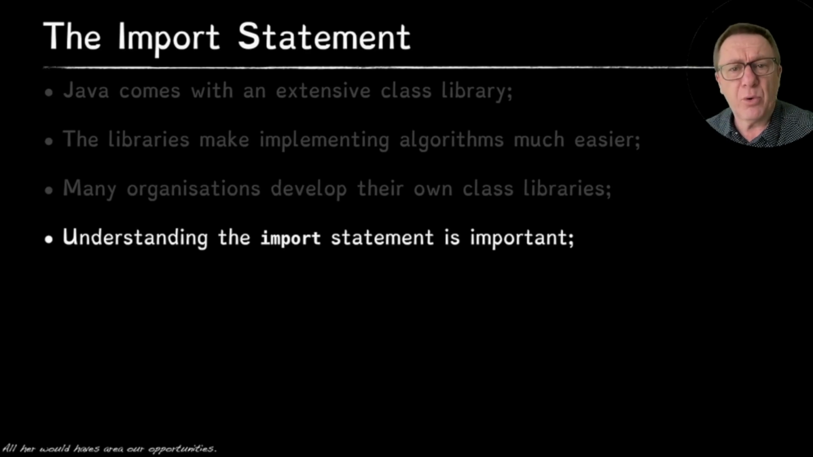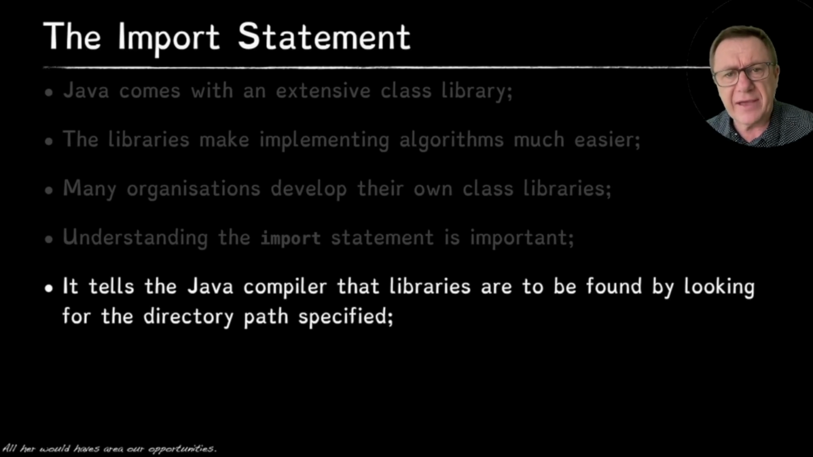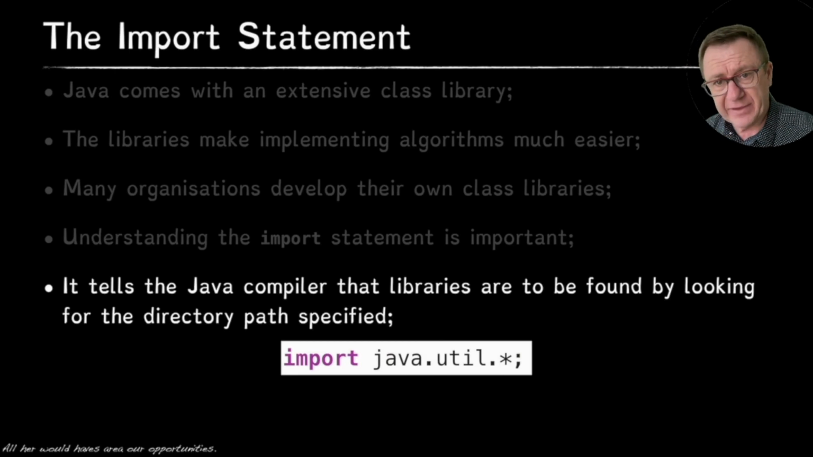Now, understanding this import statement is important, okay? We need to know what it does because it's telling the Java compiler that libraries that it needs to find can be found in that directory path, the import java.util.*, which means you have access, when you go to the asterisk, you have access to everything that's within that java.util library, okay? So import java.util.*. That's saying every single thing that is in the java.util library, bring that in and we will use it.